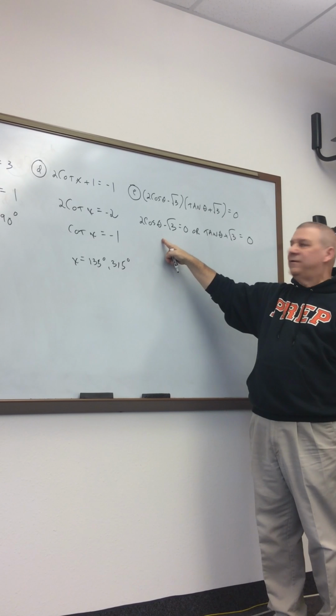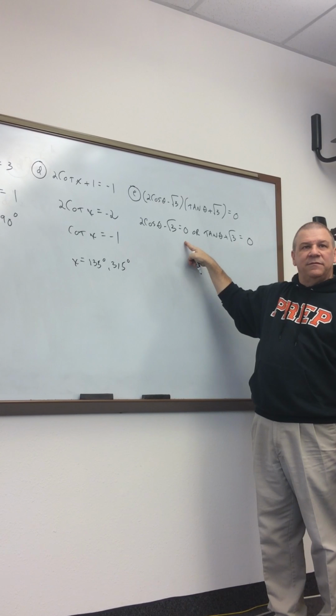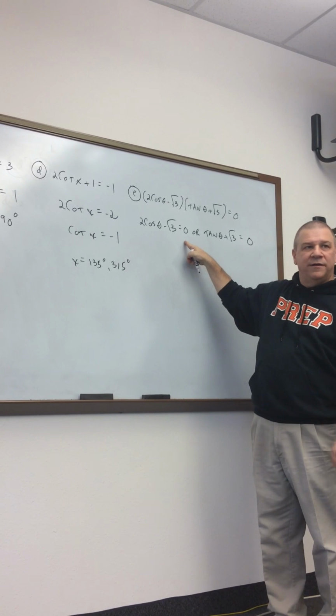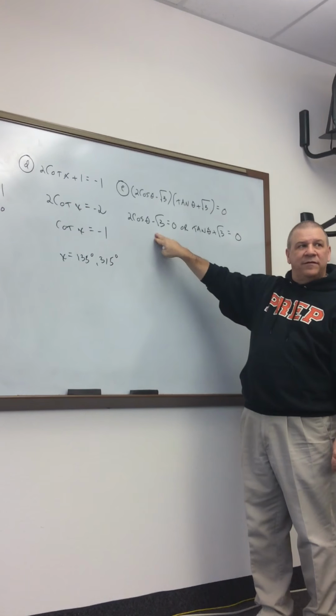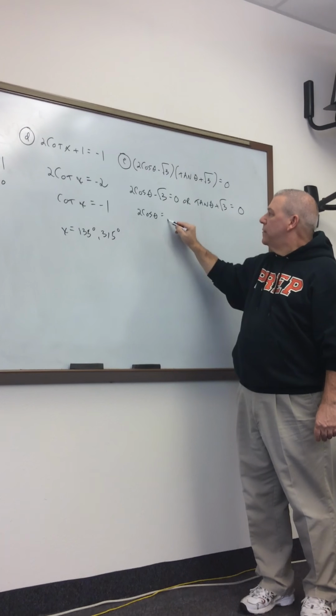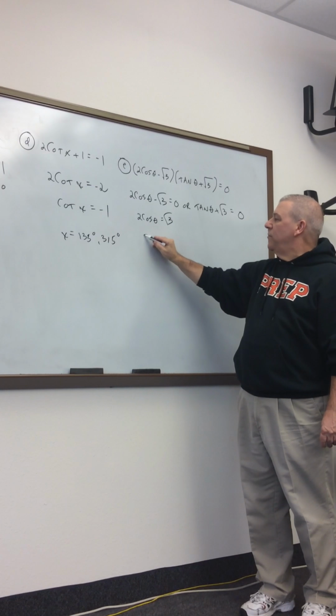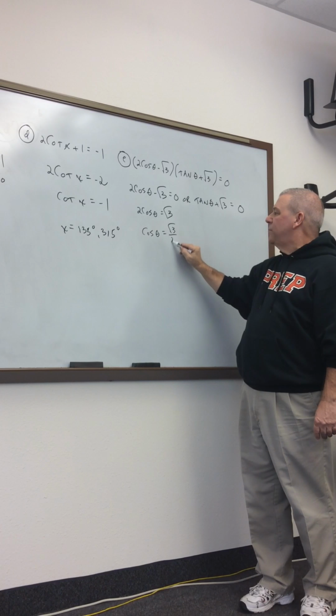Somebody tell me, right here, what are you going to do first? Variables left, constants right. Come on, these are not that hard. Jack? 2 cosine theta equals square root of 3. Okay, and what are you going to do to both sides? That's it. Cosine of theta equals radical 3 over 2.